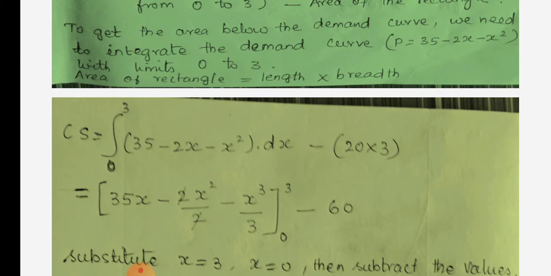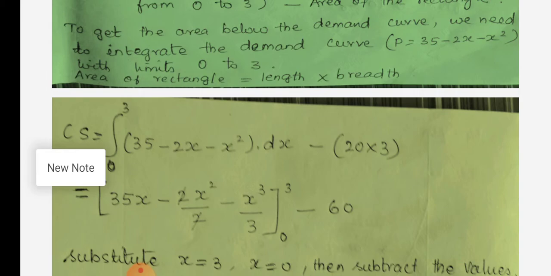Now, integration, you have to give the limit from 0 to 3 because we need not get the whole area below the demand curve. We want the demand curve only from 0 to 3. 3 is the maximum value given in the question itself. 3 is nothing but the price of the product. From 0 to 3, whatever is the portion that is lying below the demand curve, how to get it? You integrate it by giving limits 0 to 3.